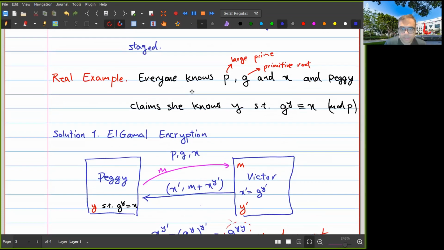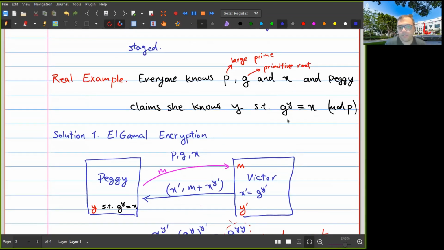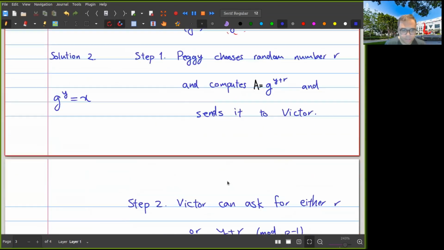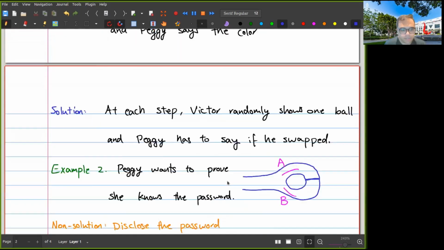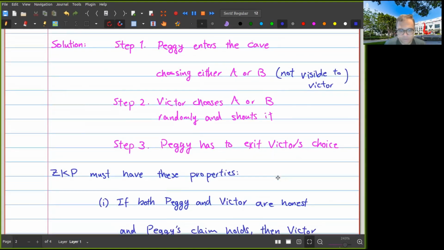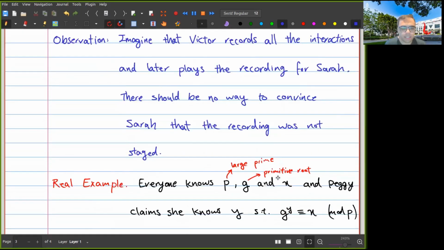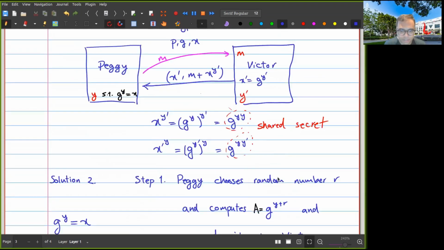So this was our first example, where we just wanted to show that we know a discrete log, and we had 2 different solutions here. You can also read the Wikipedia article on zero-knowledge proofs, and it gives you an even more detailed analysis. So Wikipedia is generally great in this field.